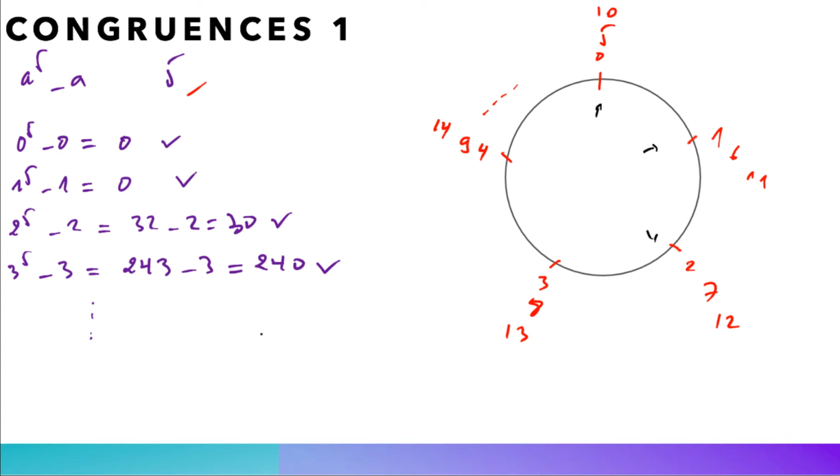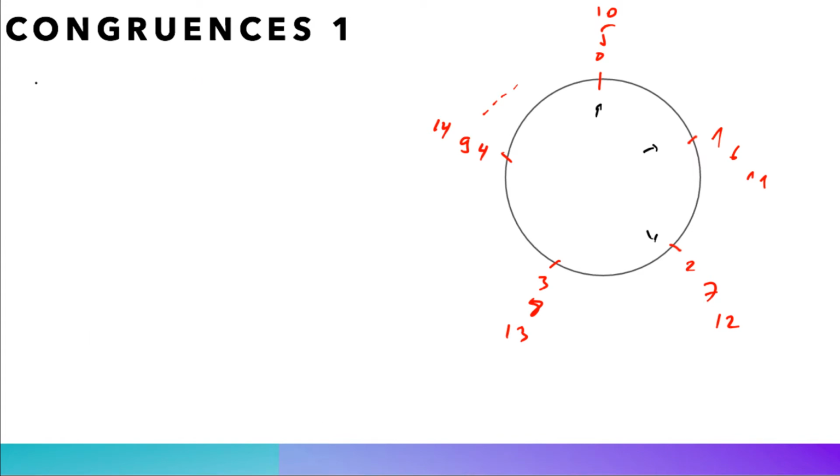To simplify computations, when a number points to 0, we will write that a is congruent to 0 modulo 5, and this means that a points to 0. If a points to 1 o'clock, we will write that a is congruent to 1 modulo 5. If a points to 2, we will also write that a is congruent to 2 modulo 5, and so on and so forth.